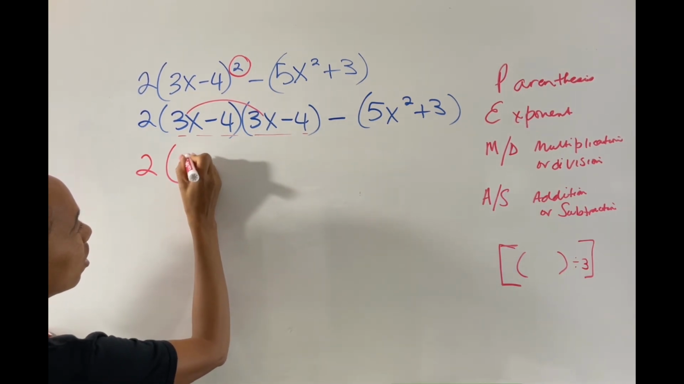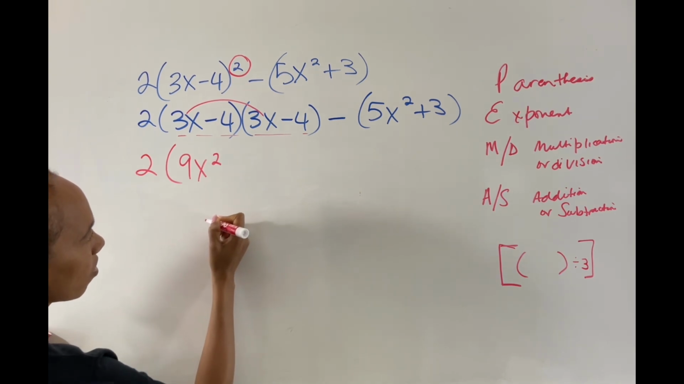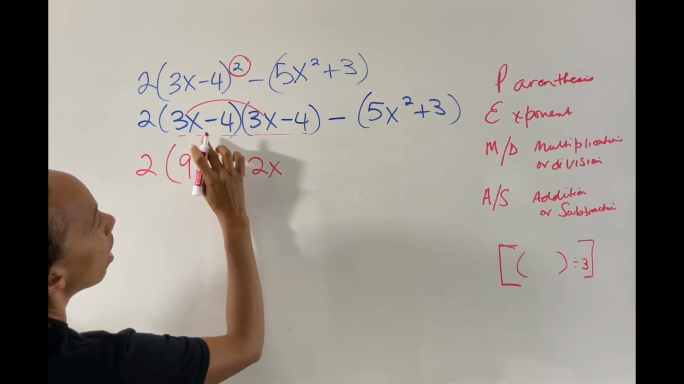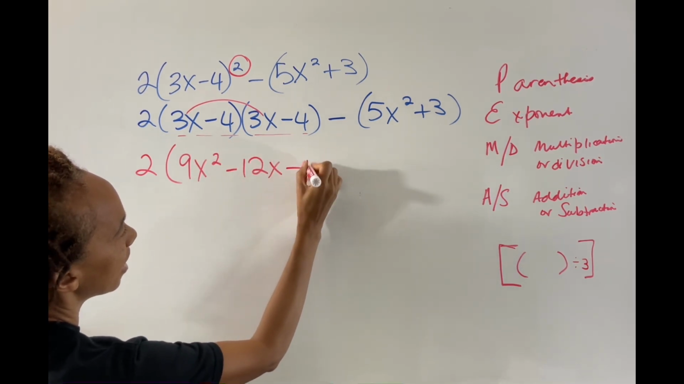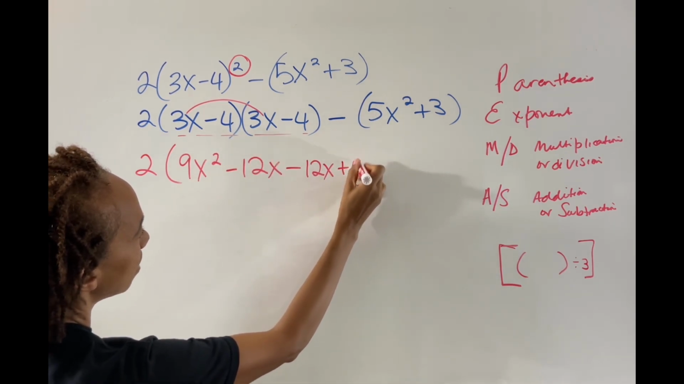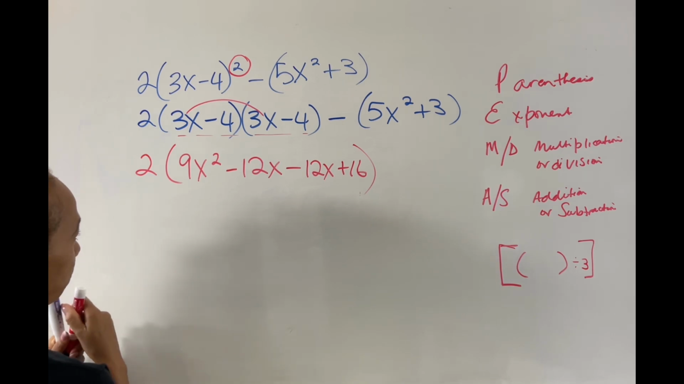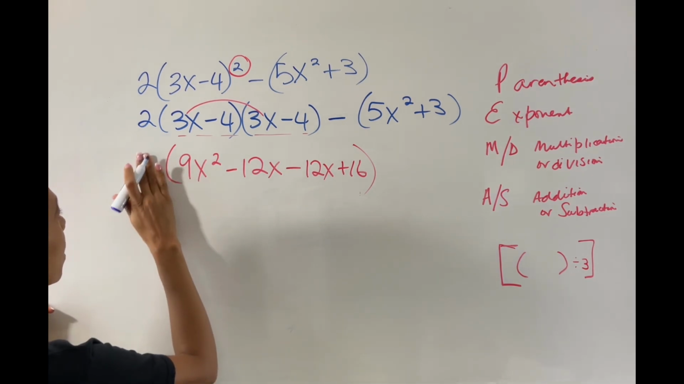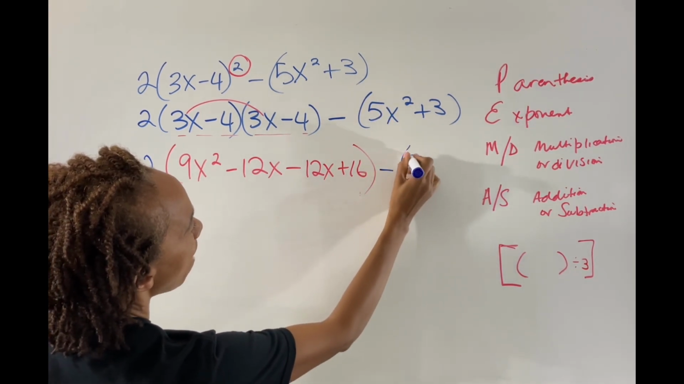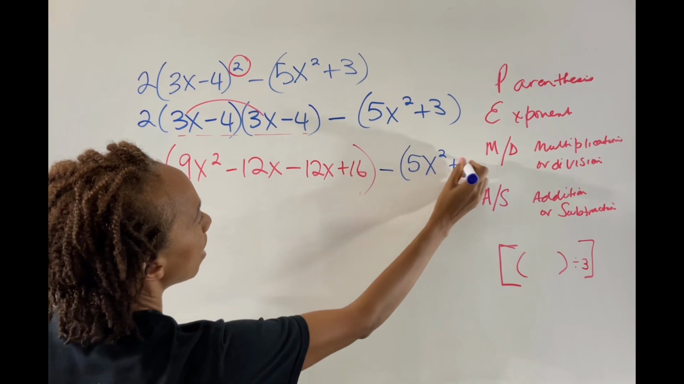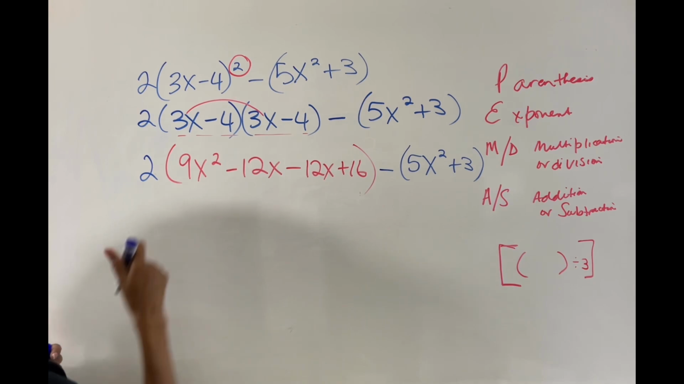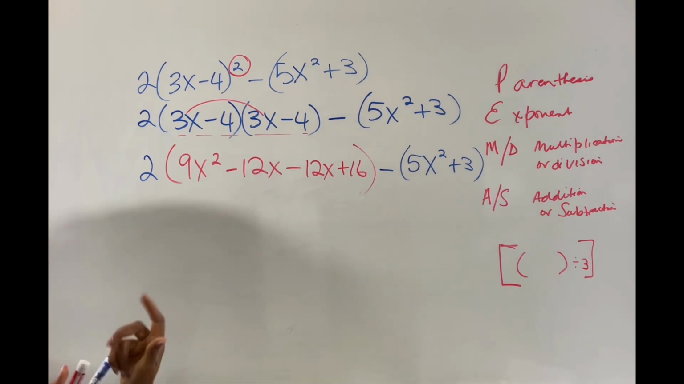3x times 3x is going to give you 9x squared, and 3x times negative 4 is negative 12x. Negative 4 times 3x is negative 12x, and then negative 4 times negative 4 is positive 16. Please remember to put that in the parentheses. You must bring down your 5x to the second power plus 3. That must be brought down. So we took care of this, right? We now have to combine like terms.